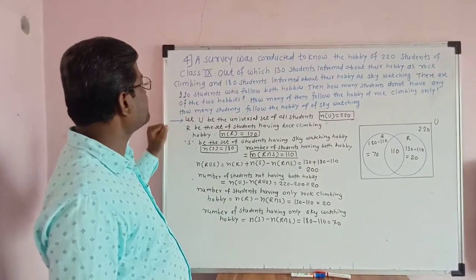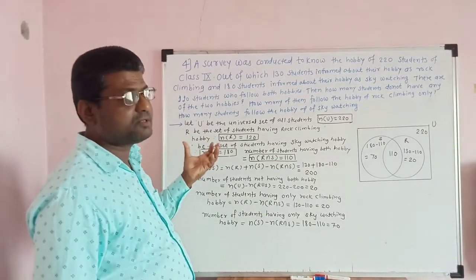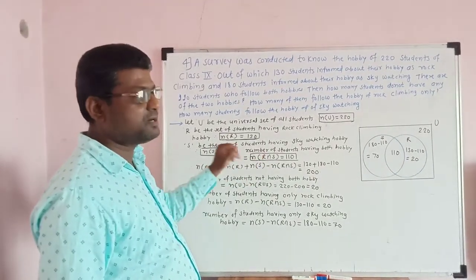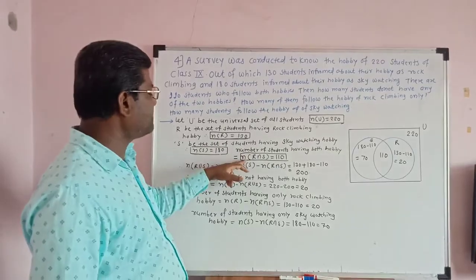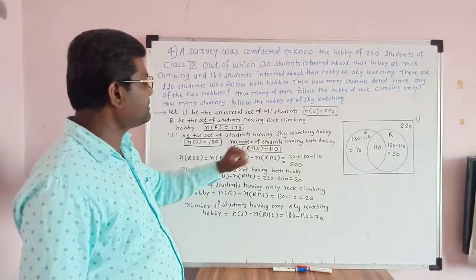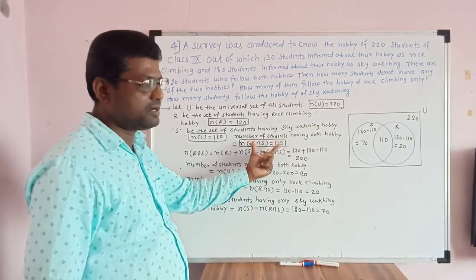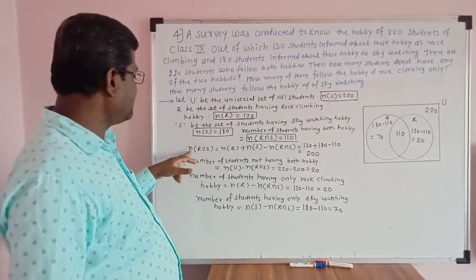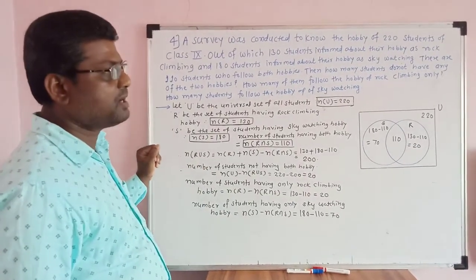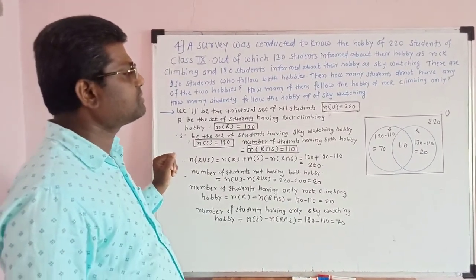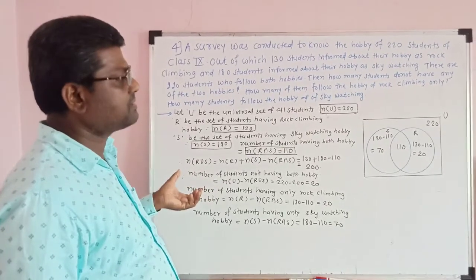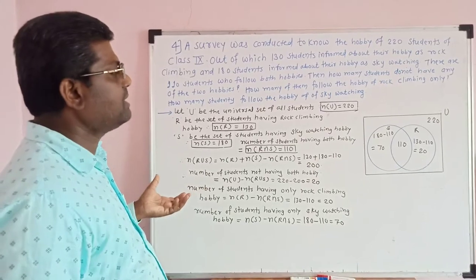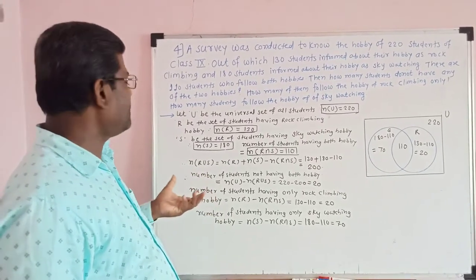And 110 students have both the hobbies. That is, the intersection of R and S, n of R intersection S, is equal to 110. These 110 students have both the hobbies. Then we have to find n of R union S. n of R union S means the number of students who have only sky watching, plus only rock climbing, plus both the hobbies.